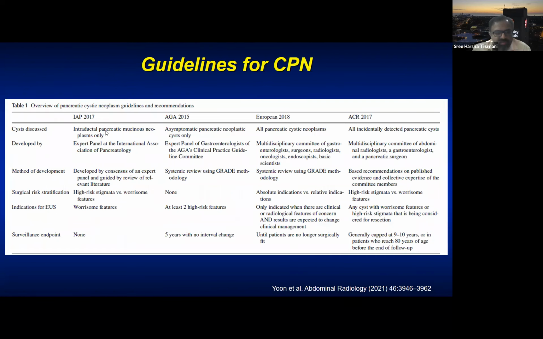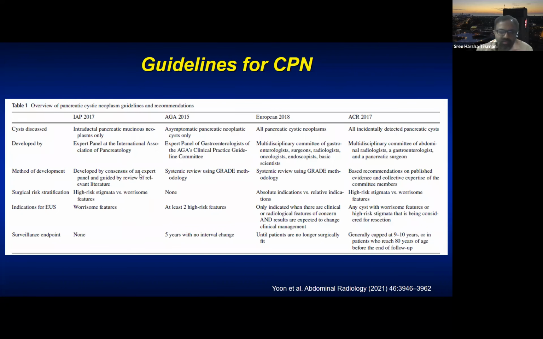So as I mentioned in the beginning of the presentation, there are at least 4 major guidelines which help in guiding the management of pancreatic cysts. The first one is the IAP, the International Association for Pancreatology, then the American Gastroenterological Association. Then you have the European Society for Cyst Management, which is the most recent of all. And then you have the American College of Radiology, whose recommendations are from 2017.